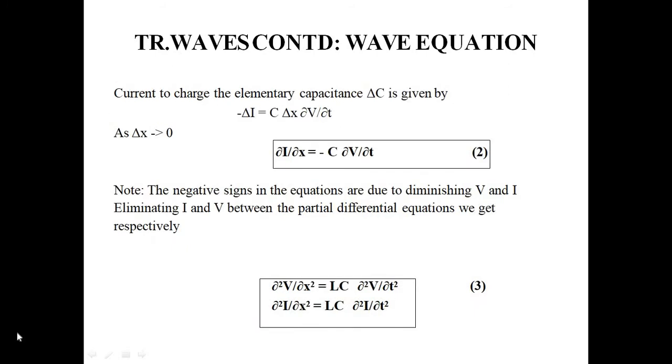Current through the elementary capacitance del C is given by minus del I is equal to C del x dou V by dou t. As del x tends to 0, dou I by dou x is equal to minus C dou V by dou t. Note, the negative signs in the equations are due to diminishing V and I. Eliminating I and V between the partial differential equations, we get respectively dou squared V by dou x squared is equal to LC dou squared V by dou t squared, and dou squared I by dou x squared is equal to LC dou squared I by dou t squared.